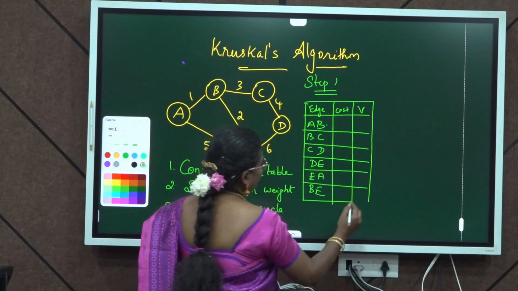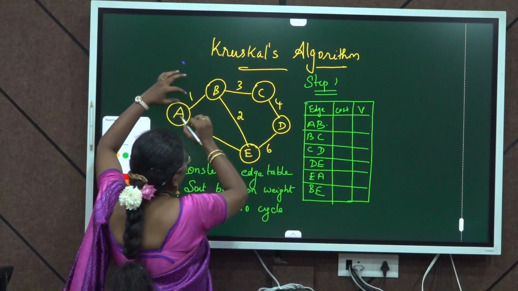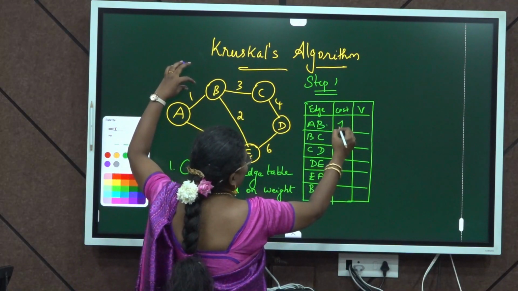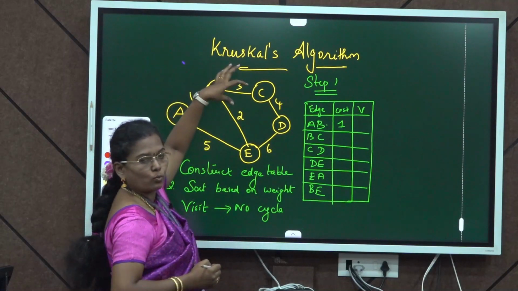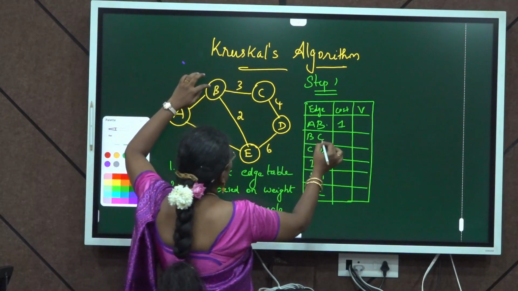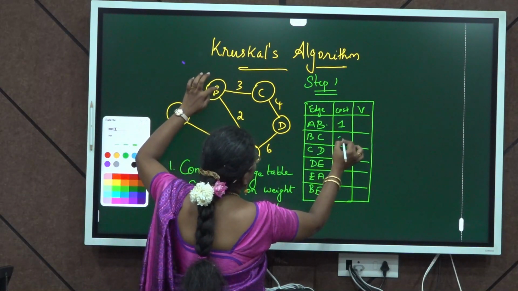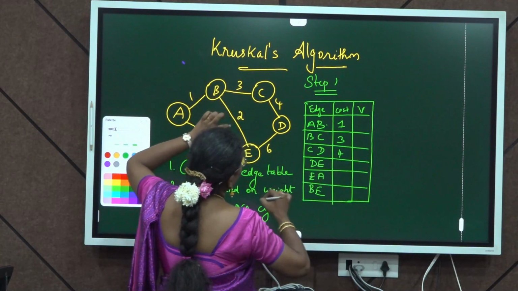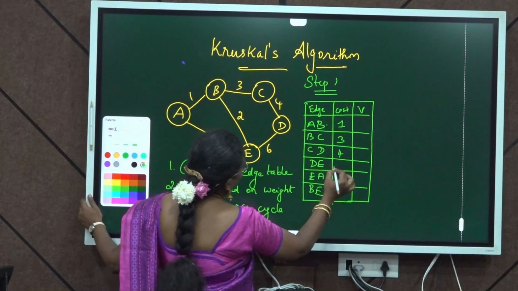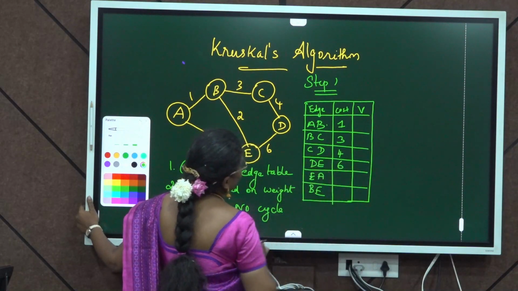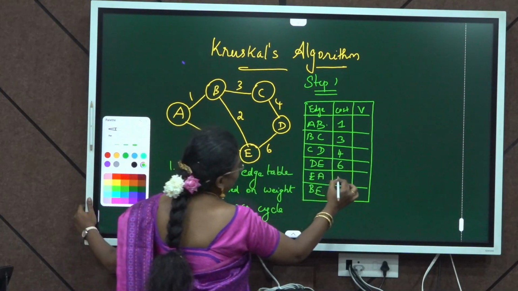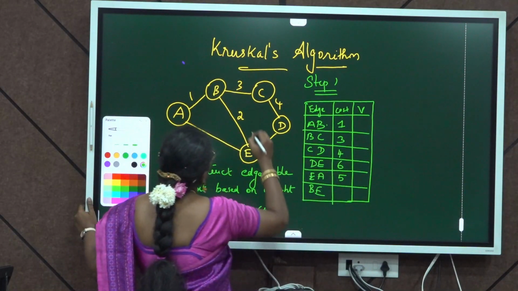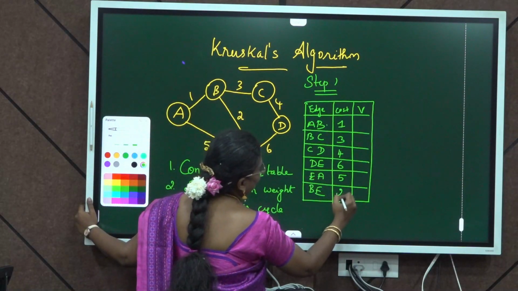Okay. So let me have the cost. The cost from A to B. So on reaching B, the cost taken is 1. Then for BC, the cost is 3. For CD the cost is 4, and DE has the edge with weight as 6, EA takes the weight as 5, and BE has weight as 2.